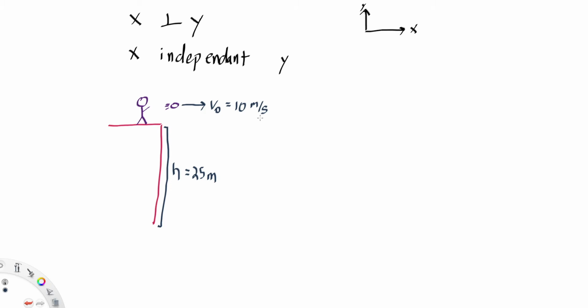Okay. So you chuck a rock 10 meters a second. My question is, how far from the cliff will you land? All right. So remember that we have a method that we want to follow. And right here, this is step 1. We have drawn a picture, and we've already specified our coordinate systems.